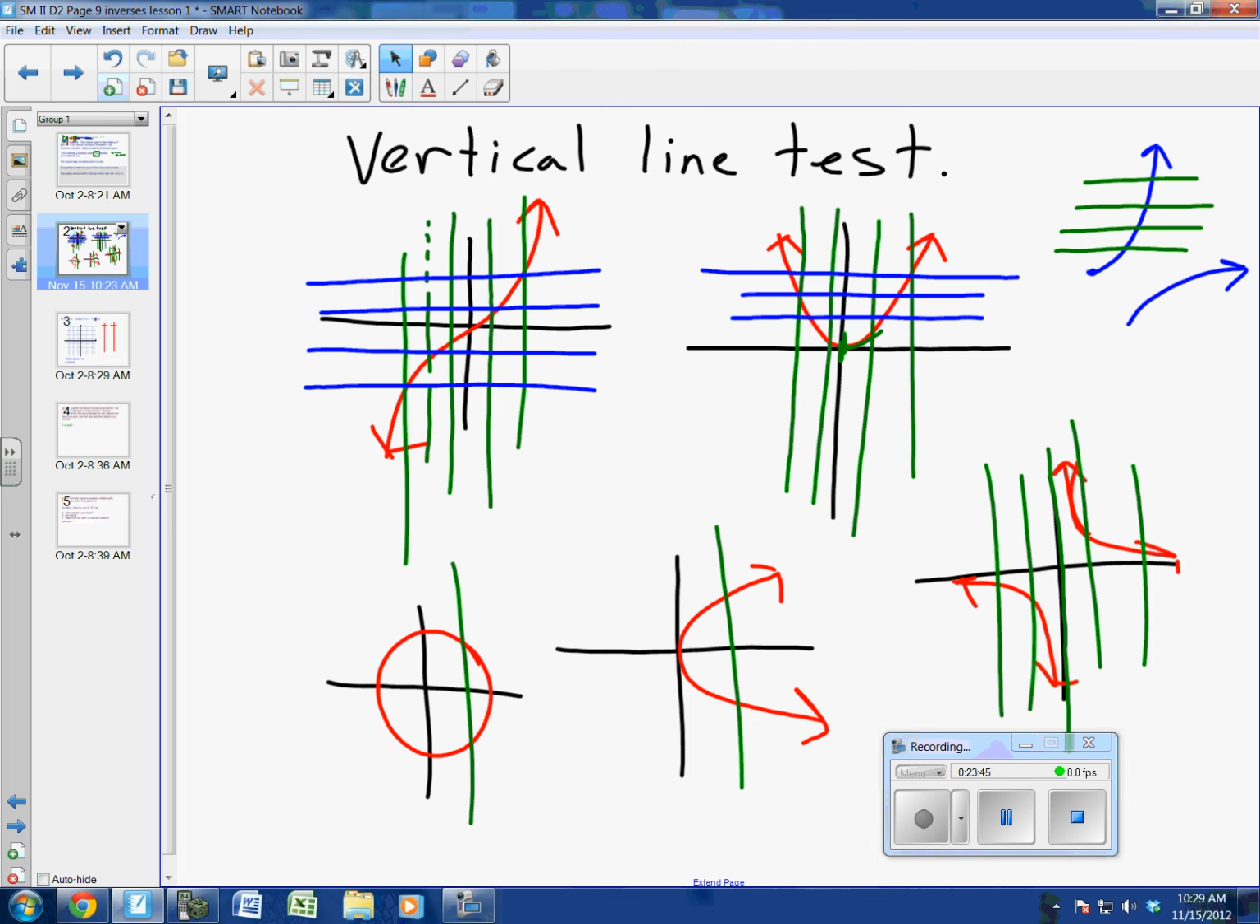Okay, I want to do an example. All the functions, you guys, I'm going to give you only functions. So they already passed the vertical line test. All the problems I give you are going to be functions already. If they pass the horizontal line test, then the inverse is a function. It can only go through it one time. Okay. Watch this right here.